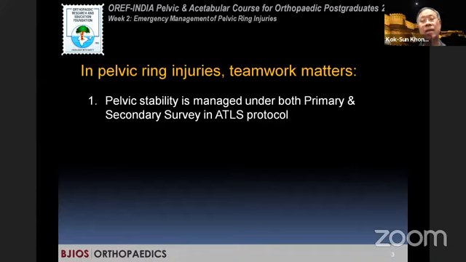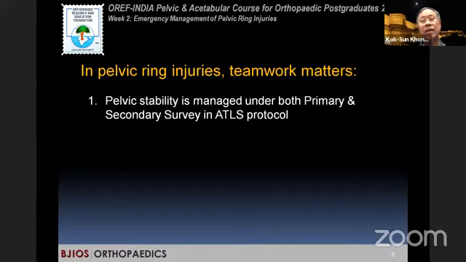But he must understand that early pelvic stabilization significantly reduces blood transfusion needs. This is well proven in many studies. And temporary pelvic stability can be done before opening the abdomen, the chest, or any other non-orthopedic procedures because it is quite simple and it can be done within minutes.